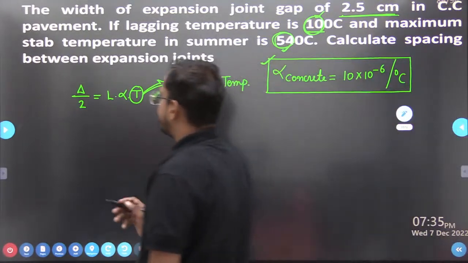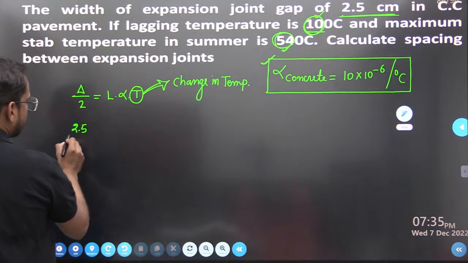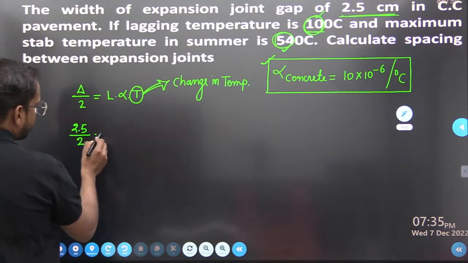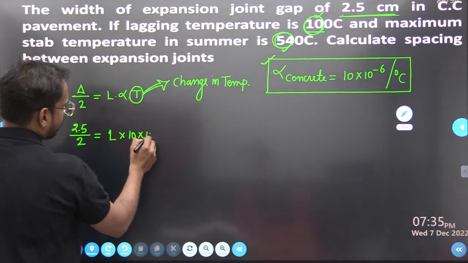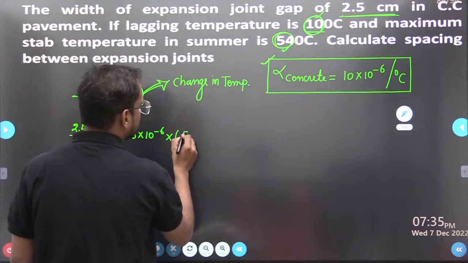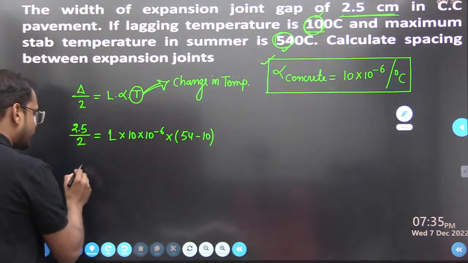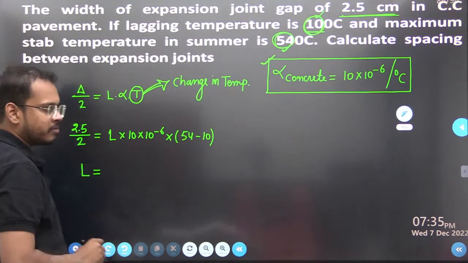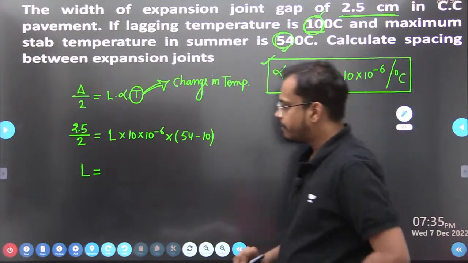So now you put the value. Delta is already given in the question, and the value of delta is 2.5 centimeter, dividing by 2, equals L multiplied by 10 into 10 raised to power minus 6, which is the value of alpha, multiplied by the change in temperature, 54 degrees Celsius minus 10 degrees Celsius. So you can calculate the value of L, that means the spacing between expansion joints. Please calculate it.